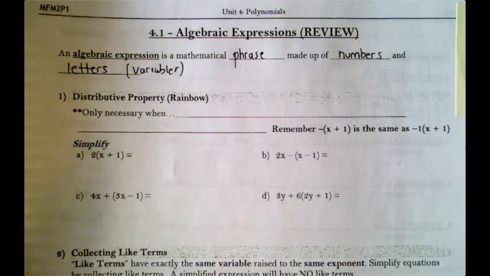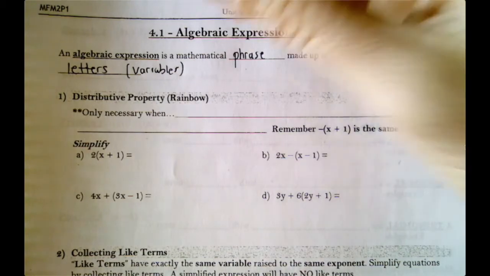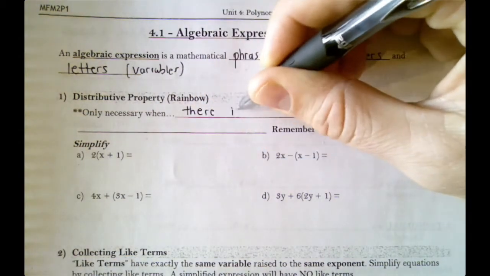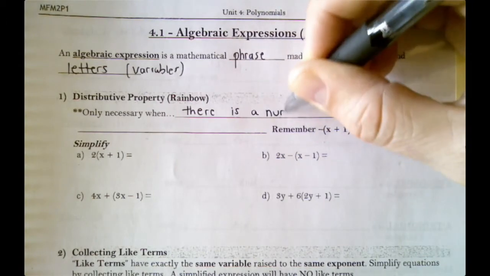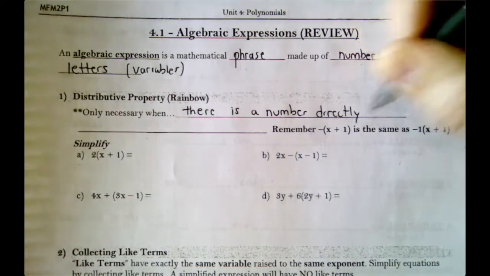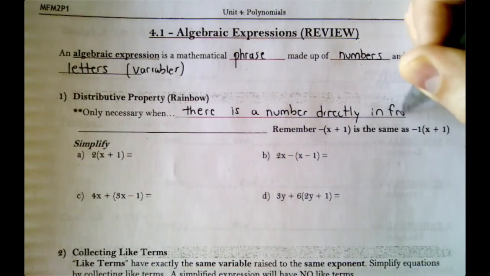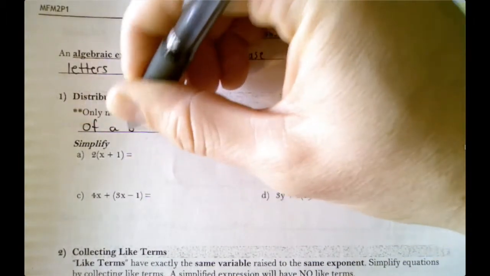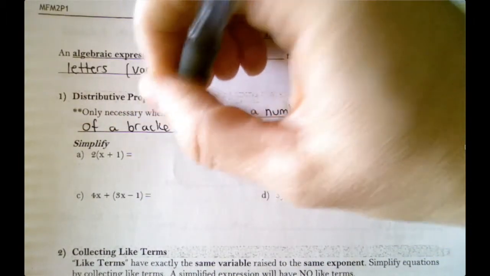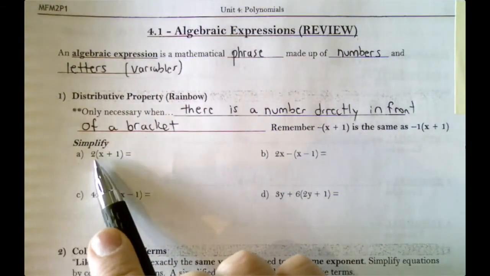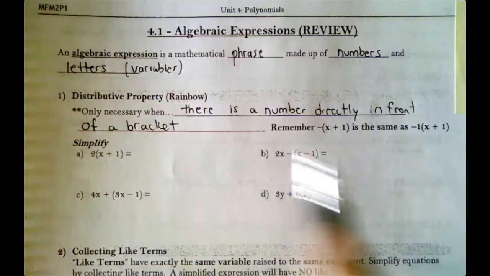The first thing we need to review is something called the distributive property. And it's only necessary when there's a number directly in front of a bracket. So for example, we have 2, the number 2, in front of a bracket.